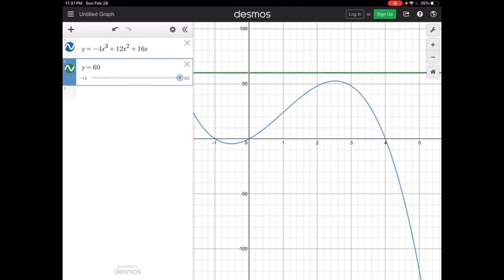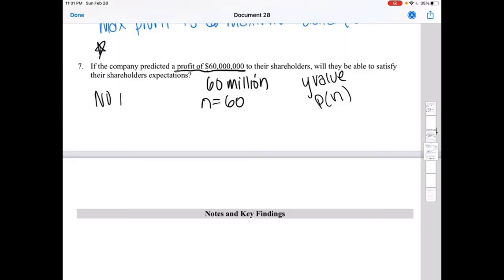So that means that we can never reach it. It's just not attainable, because at this maximum point, that's when our production starts to decrease again, and we never are able to reach that $60 million of profit. We only reach a profit of $52 million, okay? Not attainable, which means not achievable.